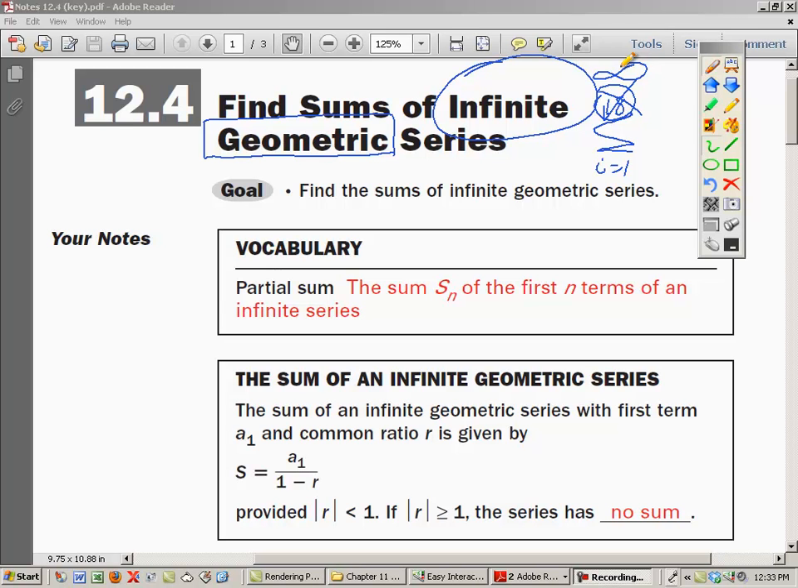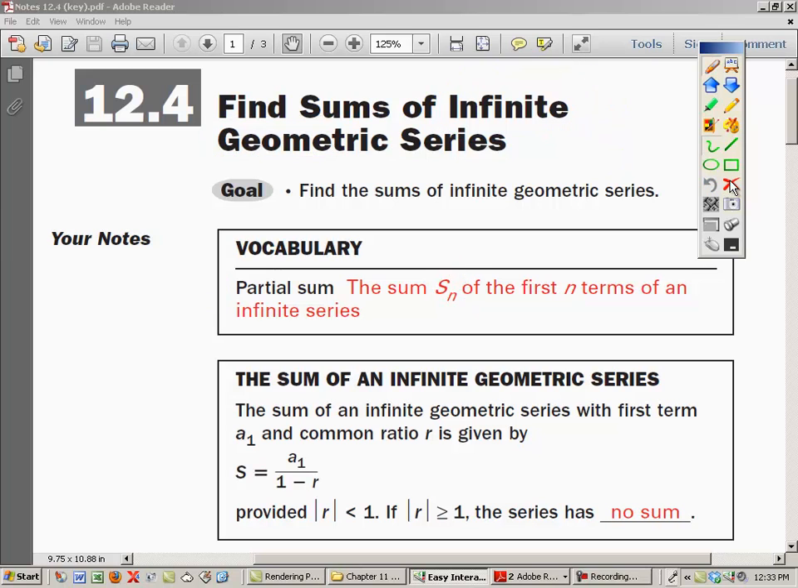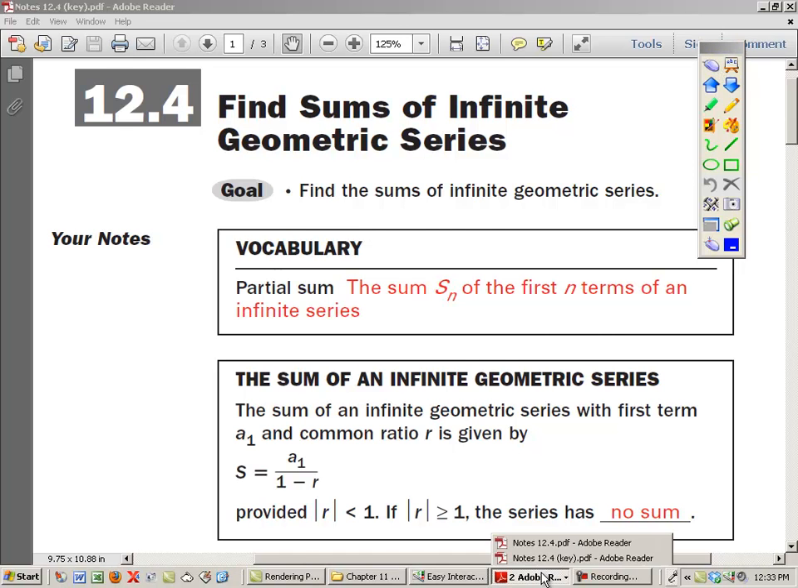All right? So the first thing we have to define is a partial sum. Remember, S sub n is the summation of the terms in a series. A partial sum is basically a summation of the first n terms of an infinite series. So another way to say a partial sum is the sum of a finite series, because we're just talking about the first n terms. All right?